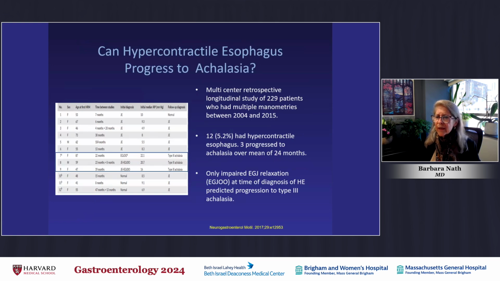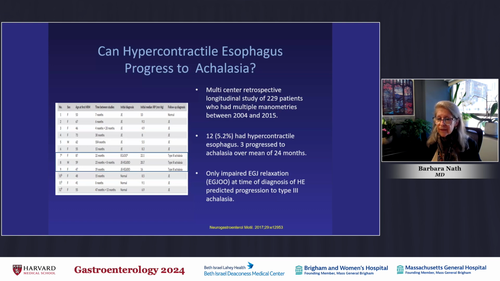One question is, do any of these patients need to be monitored for the development of achalasia? Because they are really an important subgroup. And in a multi-center retrospective longitudinal study, it turned out that 5.2% of this group with hypercontractile esophagus progressed to, 3 of that group progressed to achalasia over a mean of 2 years.